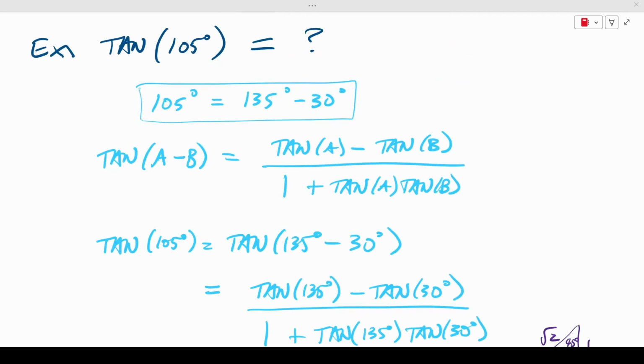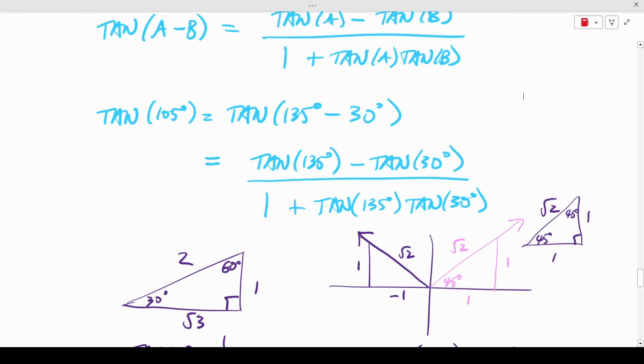All right, let's see if we got the same thing. So I said 105 degrees is 135 degrees minus 30 degrees. Those are both special angles. And then I took the difference formula for tangent, the difference identity. There it is. I substituted in a value of A equals 135 and B equals 30. And so tangent of 105 is tangent of 135 minus 30, which is tangent of 135 minus tangent of 30 over 1 plus tangent of 135 times tangent of 30.